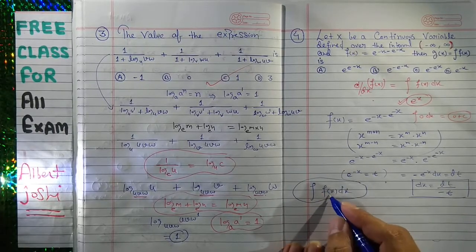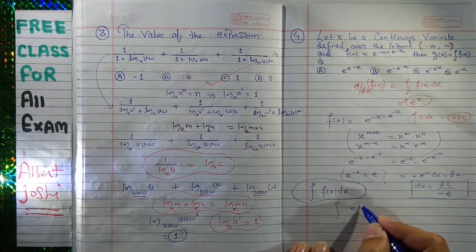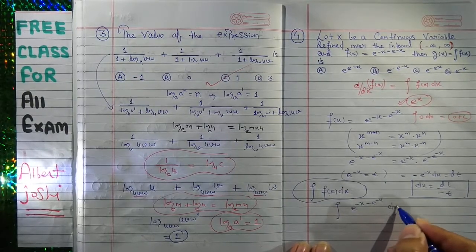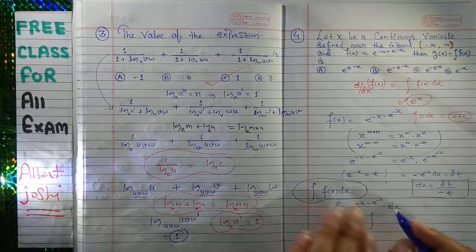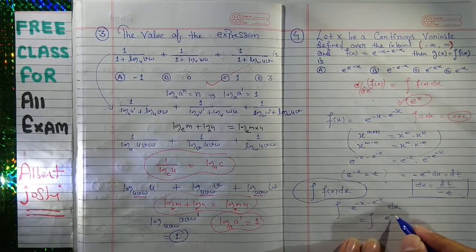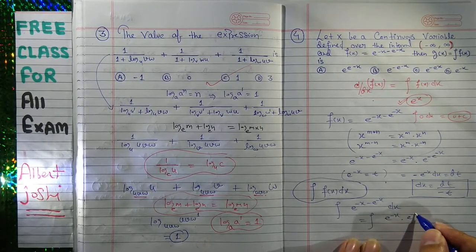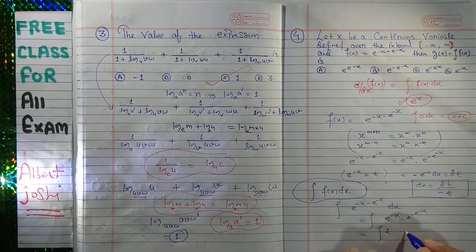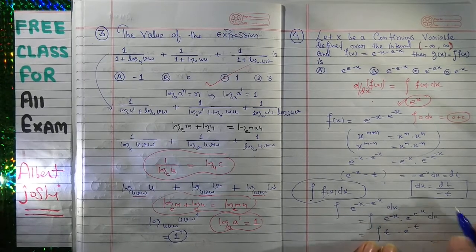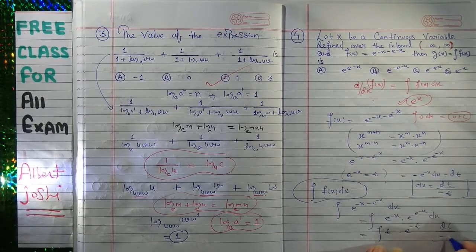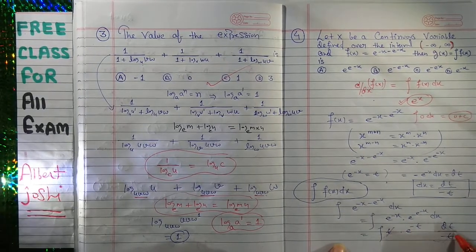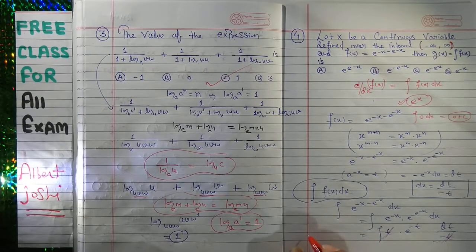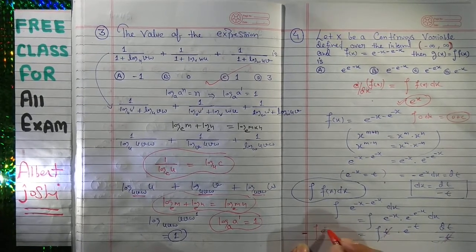So what is f of x? f of x is equal to e to the power minus e to the power minus x dx. So we can split it and solve it like this: e to the power minus e to the power minus x. In place of e to the power minus x we have written t, so it is e to the power minus t, and in place of dx we have written dt upon minus t. So your t and t cancel, and you have got minus integration of e to the power minus t dt.